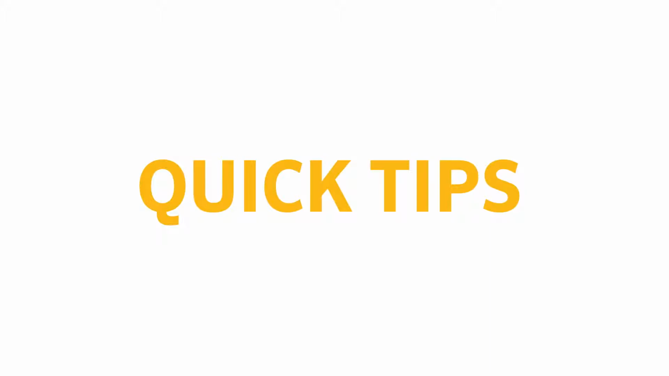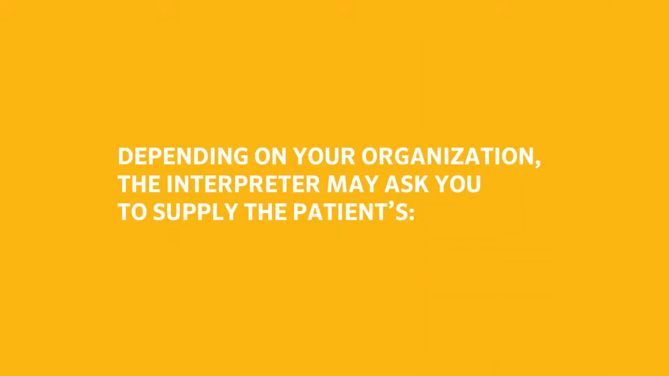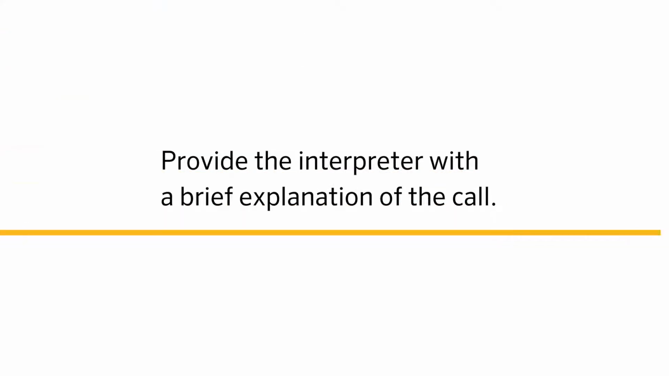Here are some quick tips for working effectively with a medical interpreter. Allow the interpreter to greet you and provide an interpreter ID number. This can be found in the bottom center of the interpreter's screen. Depending on your organization, the interpreter may ask you to supply the patient's identifier or medical record number, date of birth, full name, and department. Provide the interpreter with a brief explanation of the call.